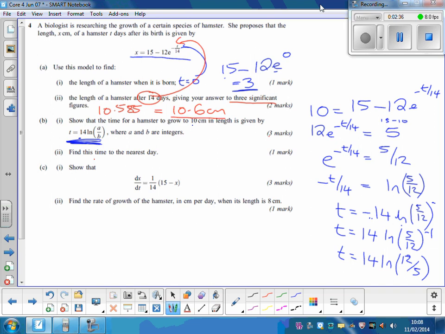Find this time to the nearest day. That just means tapping this in, or actually you could just tap what you had in there in as well. Not a problem. And that gives 12.256. It says in the nearest day, then that's 12 days.